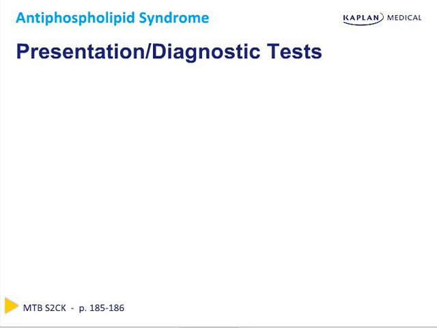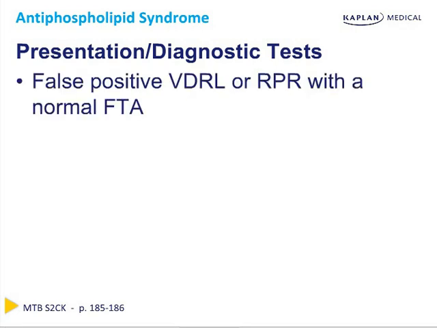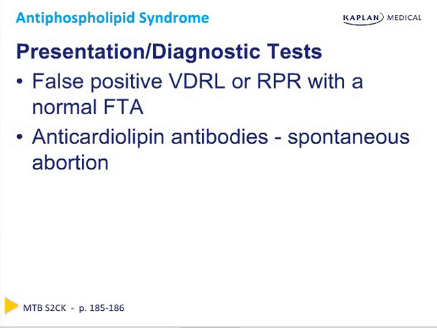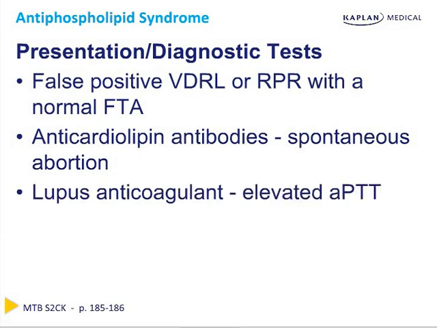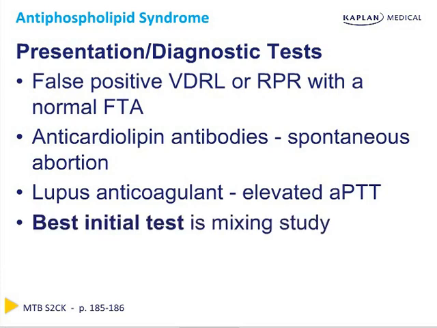Other tests for lupus? Well, patients sometimes will have a false positive VDRL or RPR with a normal FTA. This occurs because the antibody actually reacts with the reagent in the lab, which is actually a cardiolipin. Anticardiolipin antibodies more often give spontaneous abortions, and the lupus anticoagulant is most often associated with the elevated PTT. The best initial test is a mixing study, in which the patient's plasma is mixed with an equal amount of normal plasma, and the resulting PT and PTT is then measured.